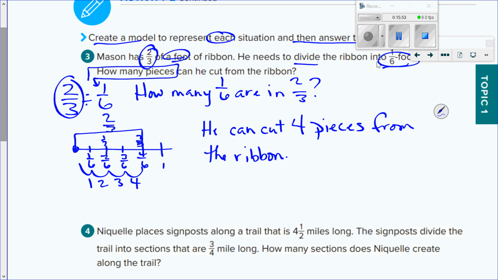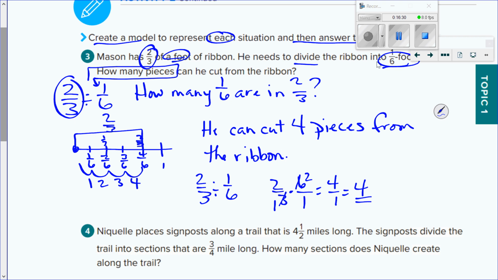Now, mathematically, how does this work? 2/3 divided by 1/6. Do I divide fractions? No, instead I multiply by the reciprocal. So I'm going to multiply by the reciprocal. I've got a reduction. I've got a 3 and a 6. I can divide both those by 3. 2 times 2 is 4. 1 times 1 is 1. My answer is 4. Make sense?